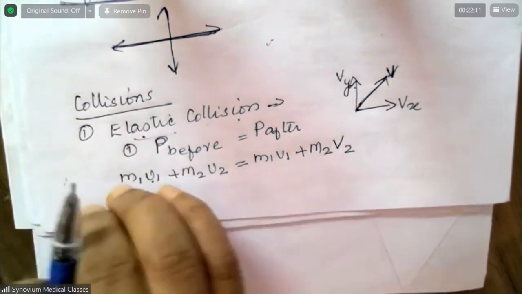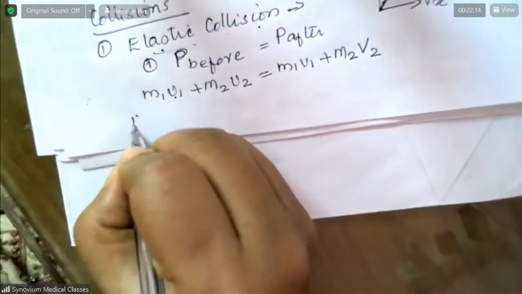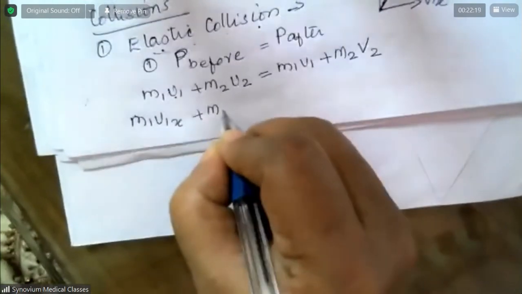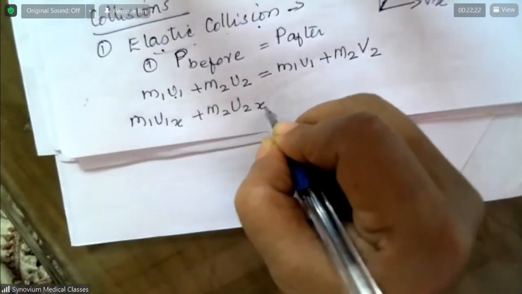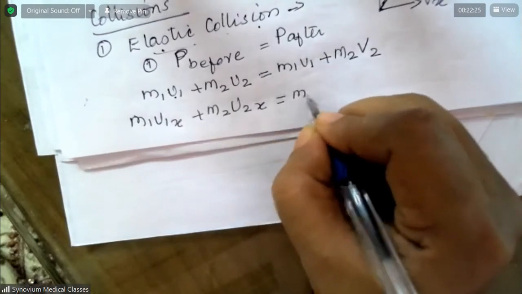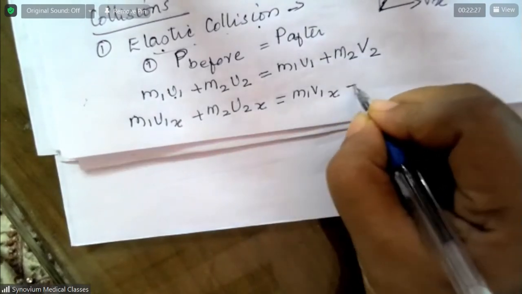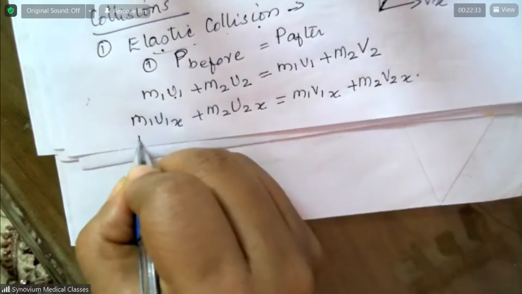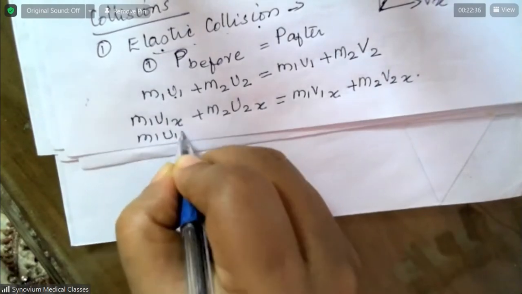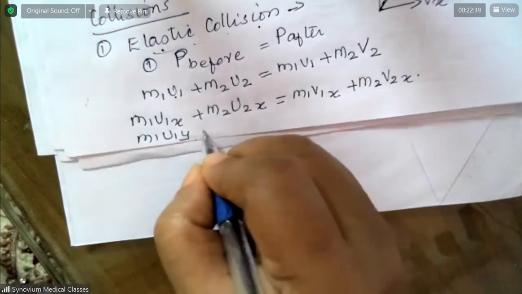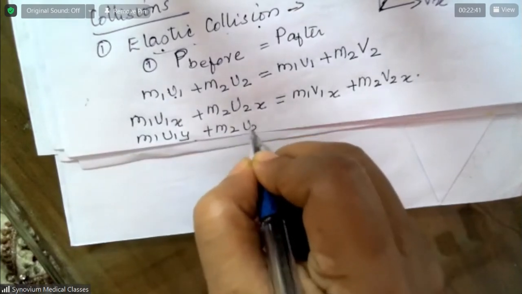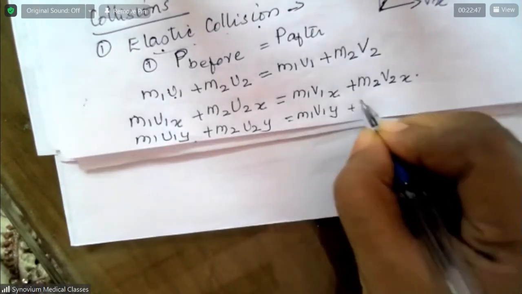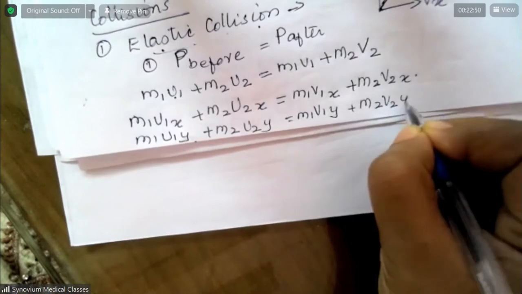But since it is conserved only in one direction, you can write M1 U1 in the x direction plus M2 U2 in the x direction is equal to M1 V1 in the x direction plus M2 V2 in the x direction. Similarly, M1 U1 in the y direction, you have to do this separately, plus M2 U2 in the y direction is equal to M1 V1 in the y direction plus M2 V2 in the y direction.